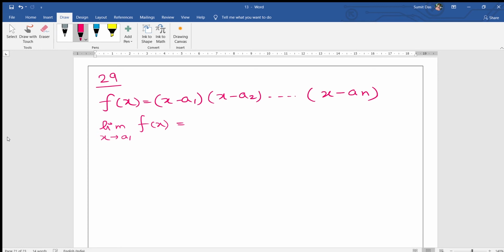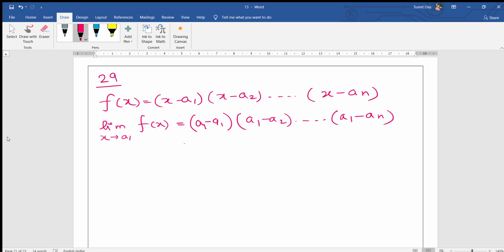So what will be the limit as x tends to a1? How to do it? We have to just replace x with a1 in this limit. f(x) means this one, so it will be (a1 minus a1)(a1 minus a2) dot dot dot (a1 minus an).